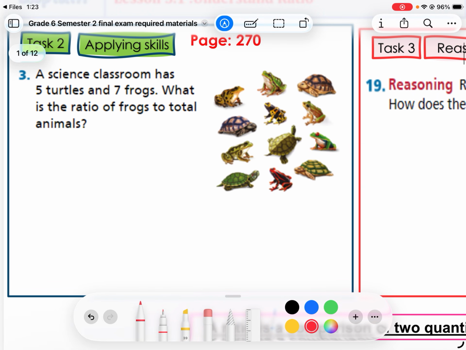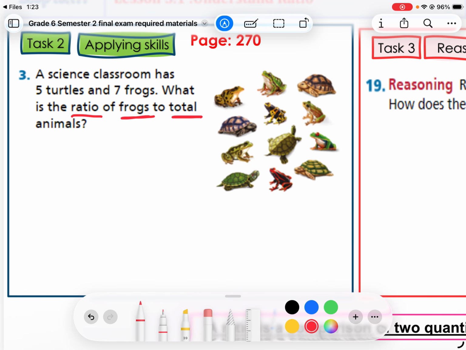So let's begin. Here we have a science classroom. It has 5 turtles and 7 frogs. What is the ratio of frogs to the total number of animals? They're just asking you to write the ratio of frogs. You have to highlight what the question is asking you before you start solving. So they want the ratio of frogs to the total.